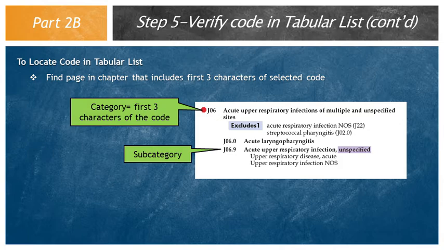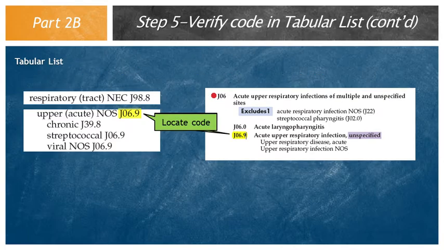Codes listed under the category are referred to as subcategories. You will learn more about subcategories in a minute. Continue to look under the category until you locate an entry that matches the code from the alphabetic index. Pause the presentation to locate subcategory J06.9 in the tabular list.